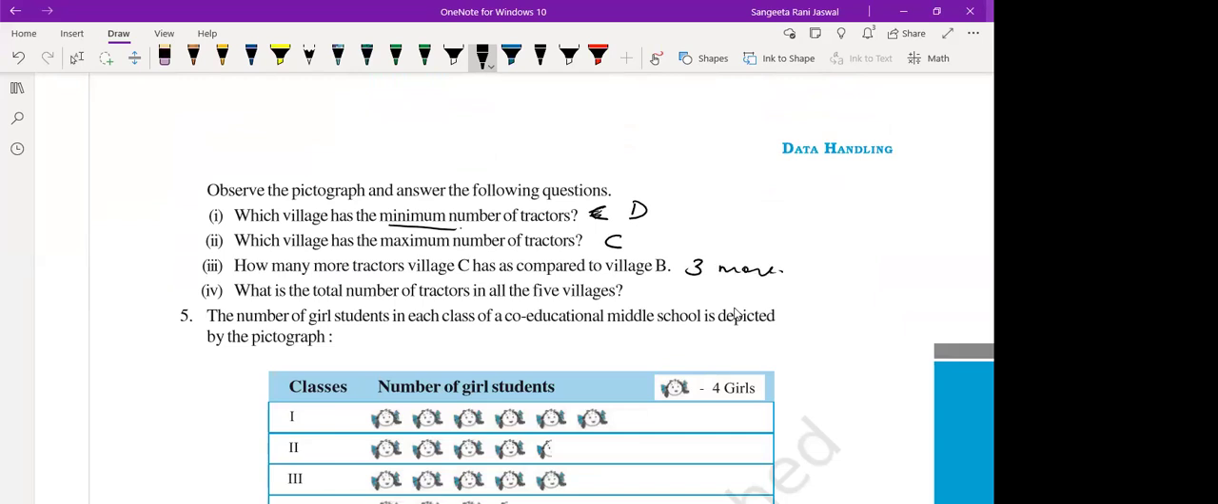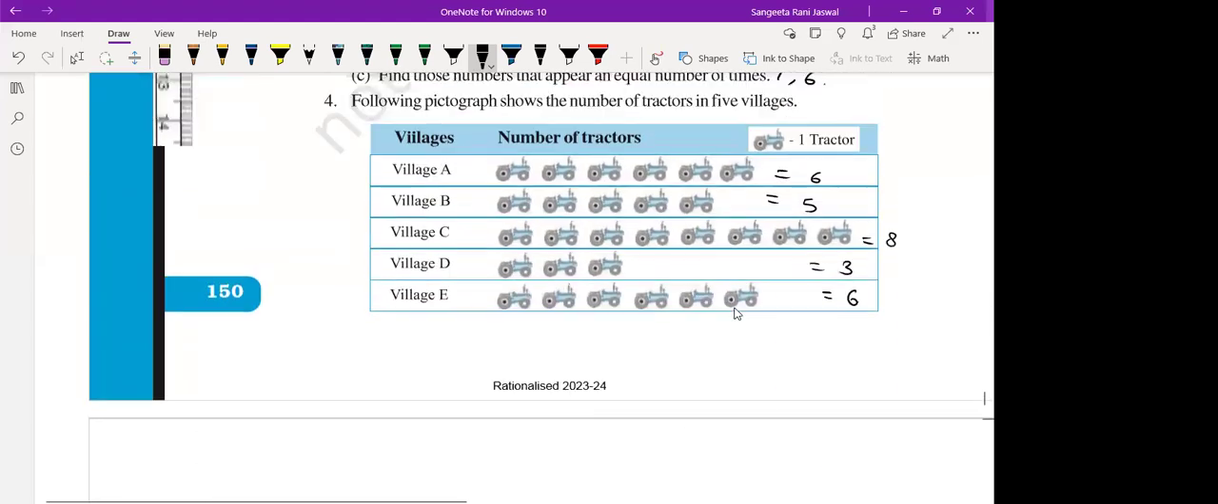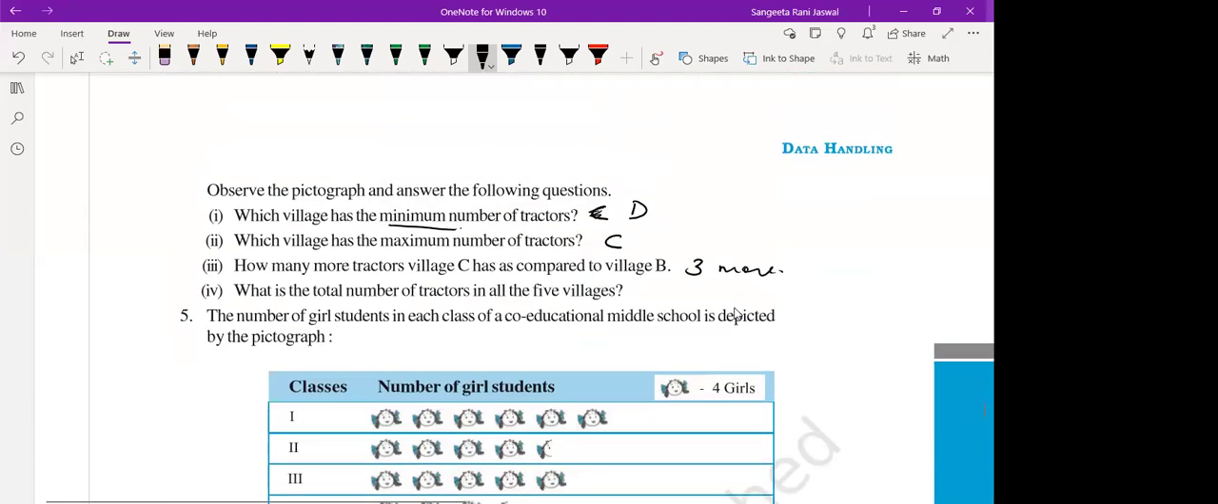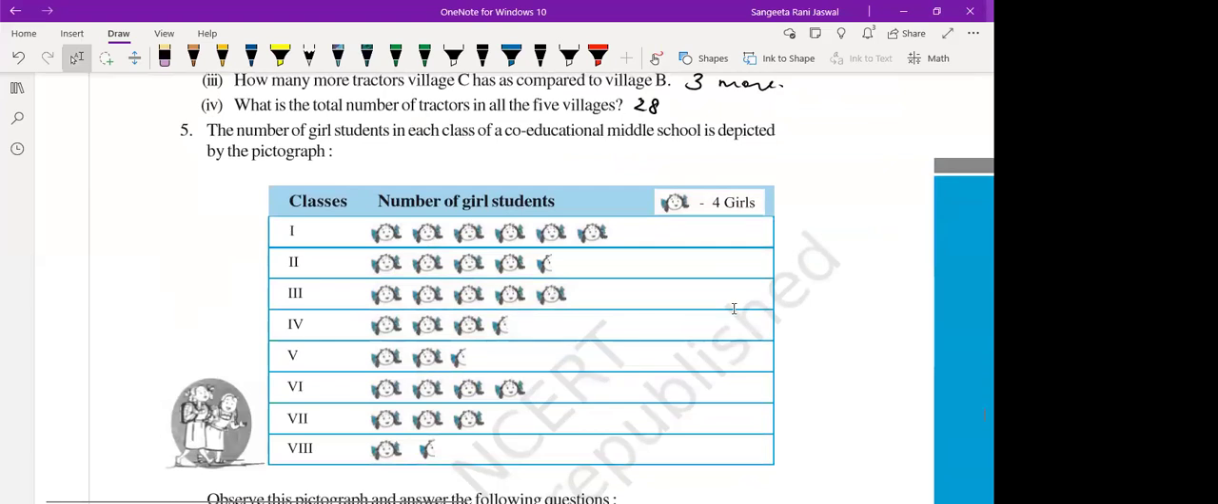Okay. What is the total number of tractors in all the 5 villages? Ma'am, 28. Yes, which is 28. Right? Okay. Now, next, coming to the next question.